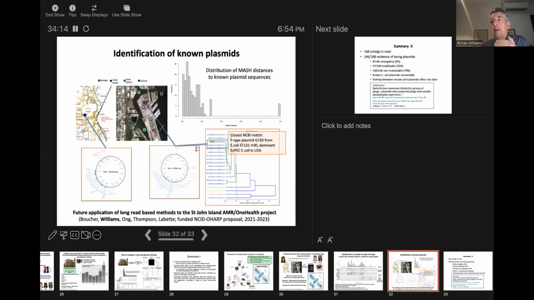And we can actually capture complete closed plasmids from these samples, and we can compare them to databases of very, very well studied plasmids, and we can show that we can pick off things like this F-type plasmid G150, which comes from one of the most important strains of E. coli that's expanding across the world, strongly implicated in the propagation of antimicrobial resistance.